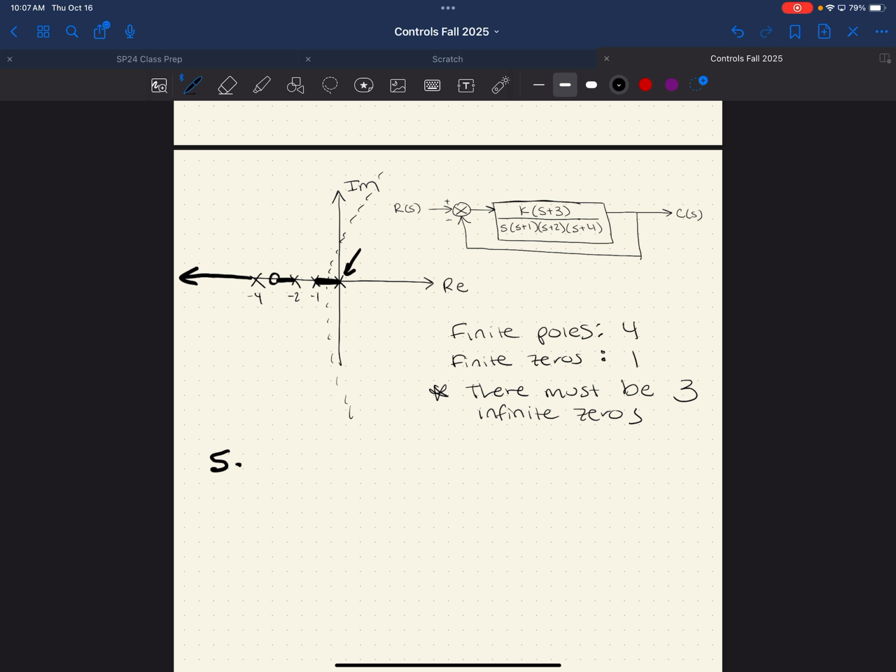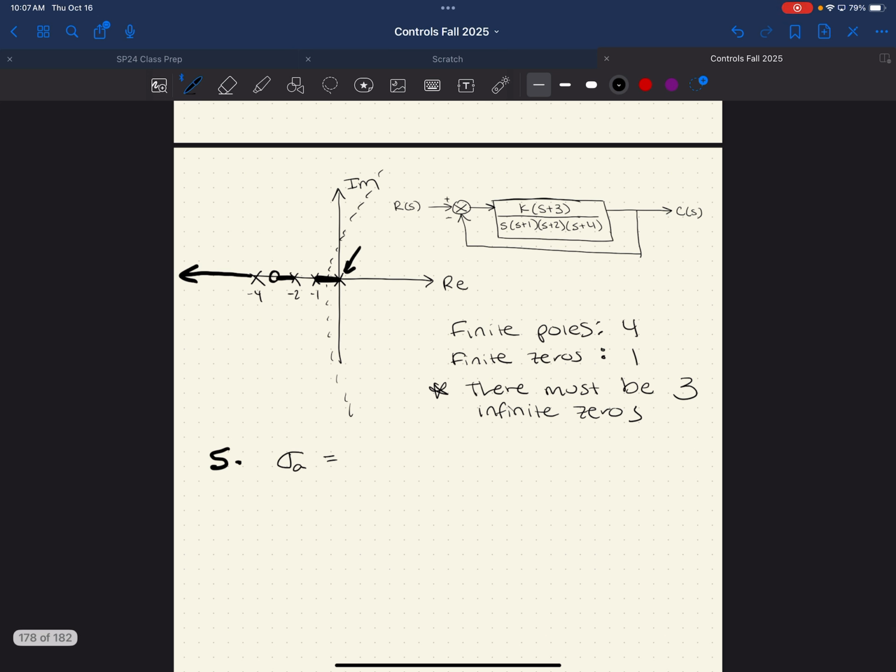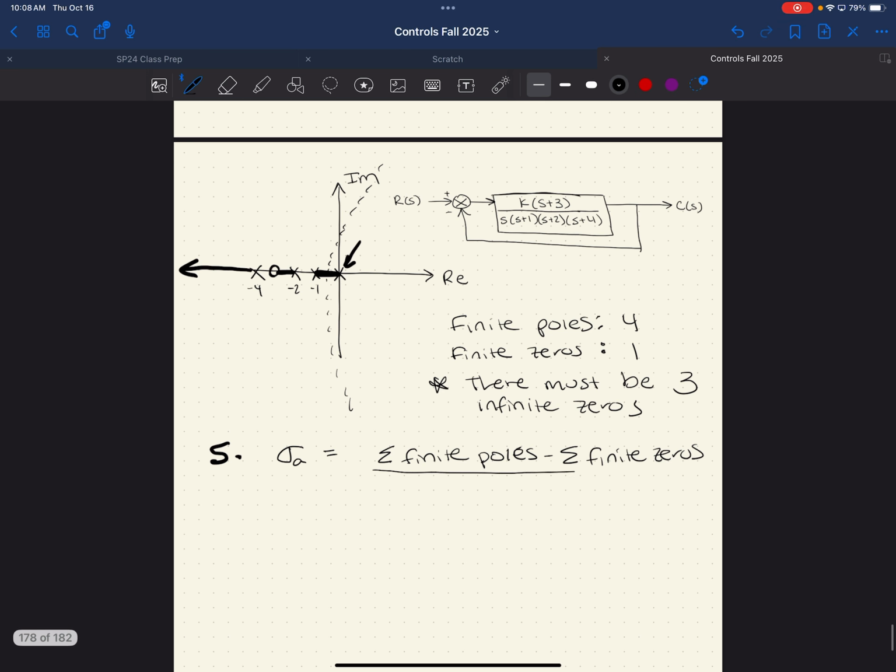We know we have a sigma A, which is our real axis intercept for all of the asymptotes in this problem. Our real axis intercept will be the same: the sum of the finite poles minus the sum of the finite zeros, over the number of finite poles minus the number of finite zeros.